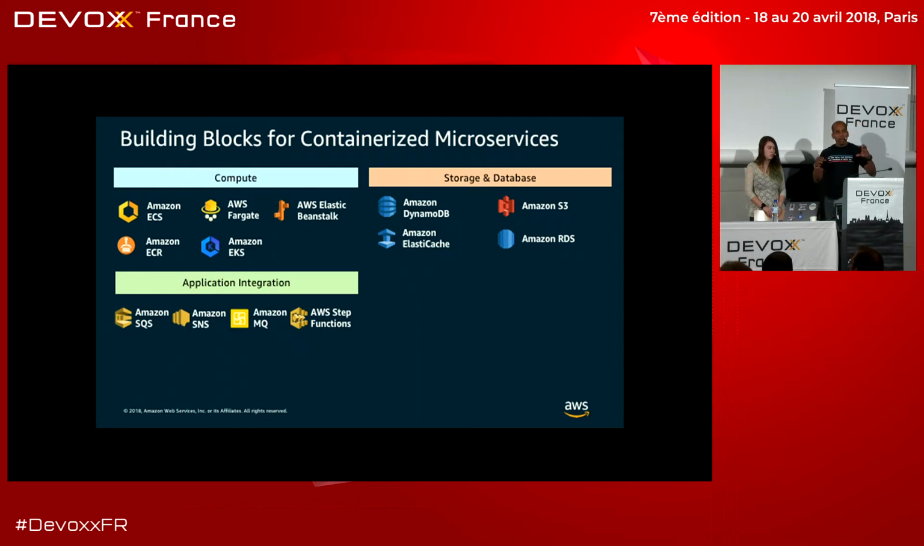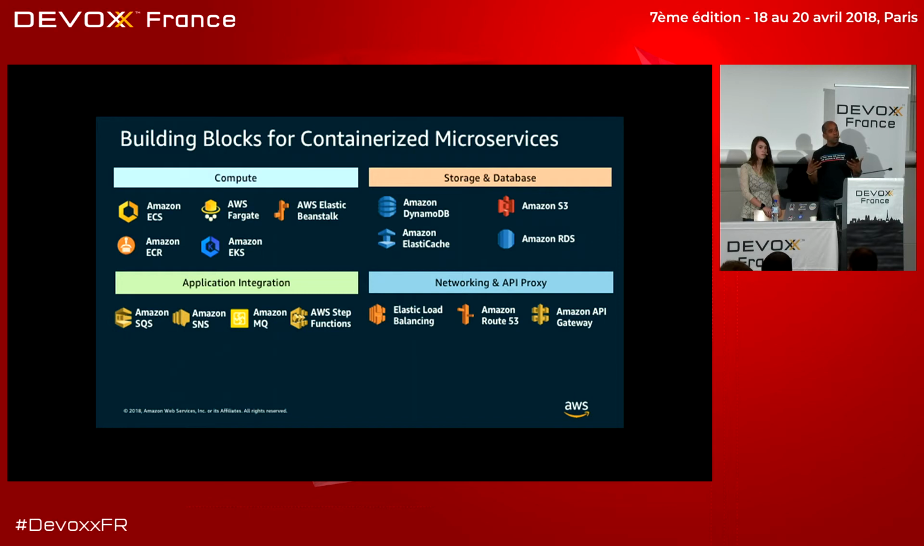You're also looking at how you integrate these different applications, different microservices. Do I need a queuing service? Do I need a notification service? Do I need an email service? So you start looking at those different components, and AWS again has managed services for all of those.